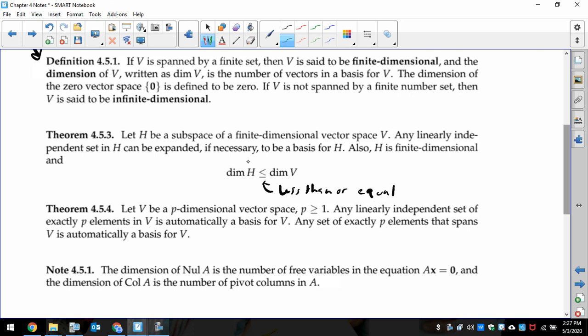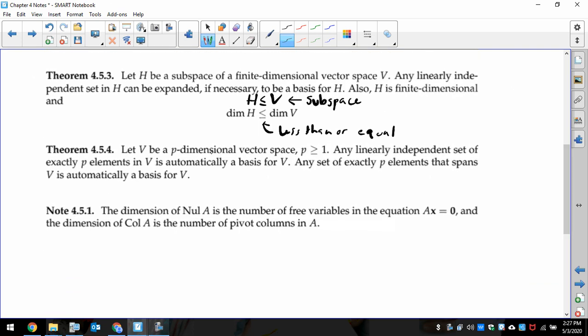We're kind of abusing notation here because we've also used this notation, which is a subspace. So notice the subtle difference between these two. This inequality symbol here is comparing two spaces. It's saying this is a subspace of this space. This inequality symbol is comparing two integer numbers. So the dimension of H is an integer, the dimension of V is an integer.